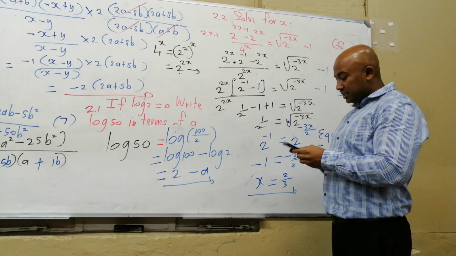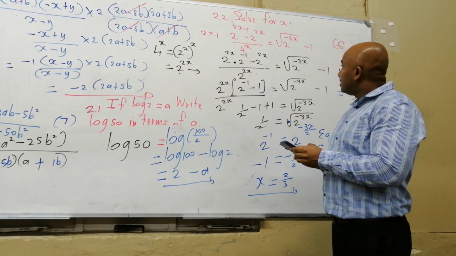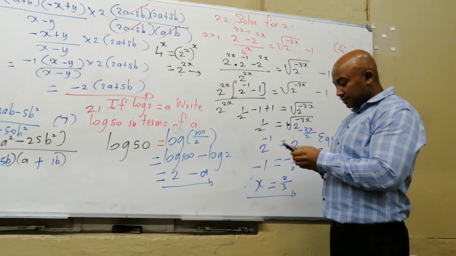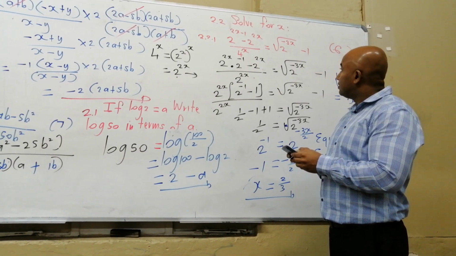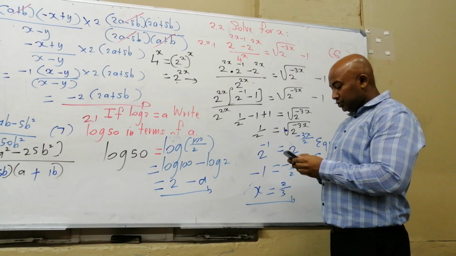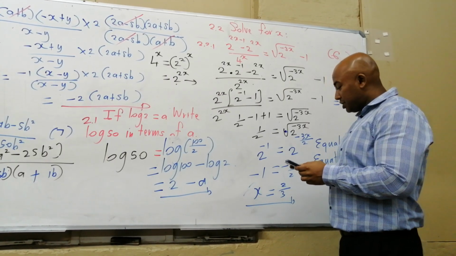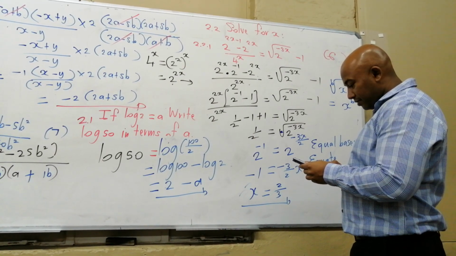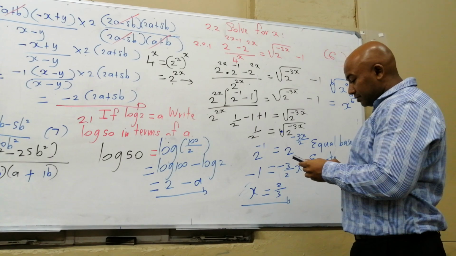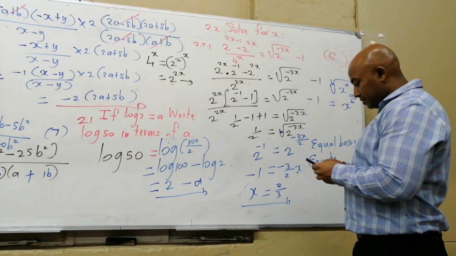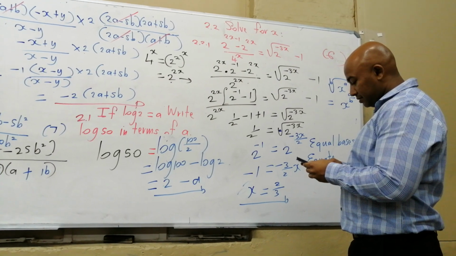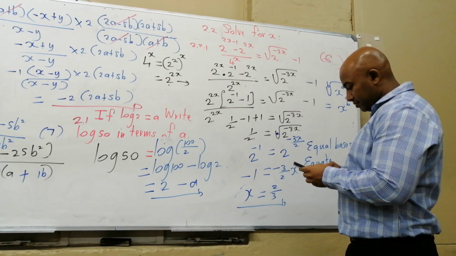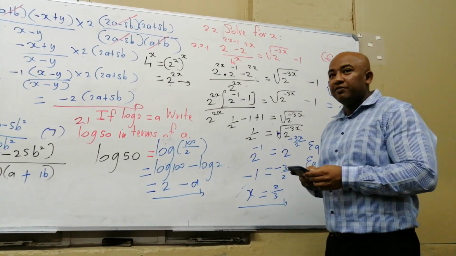Okay, let me just do the whole thing one time. Minus square root of 2 to the power minus 3x minus 1. So let's substitute this value, 2 over 3. Yes, it's perfect, it works.